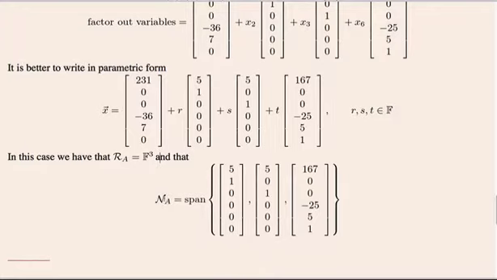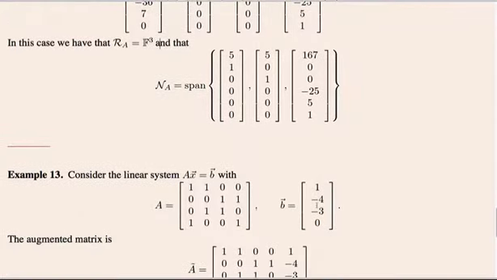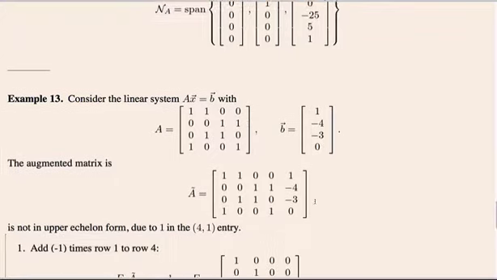That means the null space is the span of these 3 vectors. Next example, let's consider this AX equals B system where A is this matrix with a bunch of ones. It's not a permutation matrix because we have several ones in each row, two ones in each row, and then some B right-hand side vector.